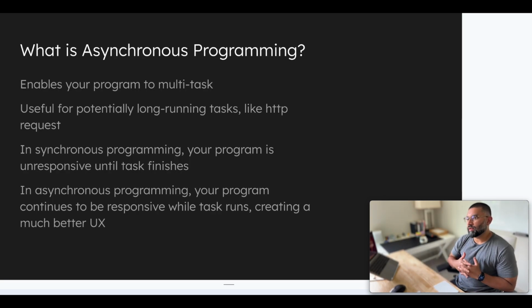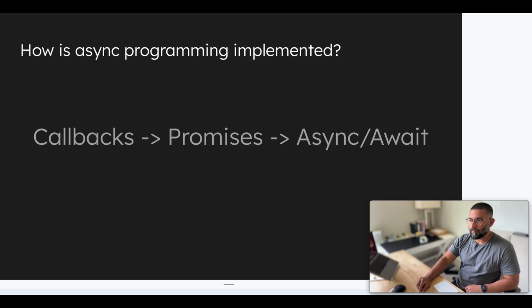So what is asynchronous programming? Asynchronous programming essentially enables your program to multitask. This is especially useful for potentially long-running tasks like HTTP requests. For example, if you were to perform an HTTP request in synchronous programming, your program would actually be unresponsive until that task finished. Whereas in asynchronous programming, your program continues to be responsive while that request runs in the background. And this obviously creates a much better experience for the user.